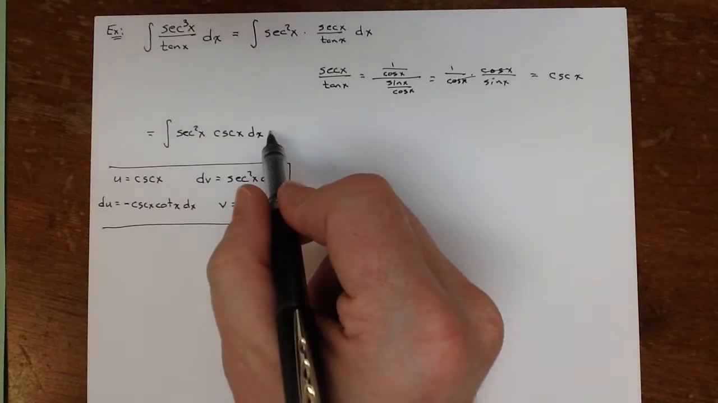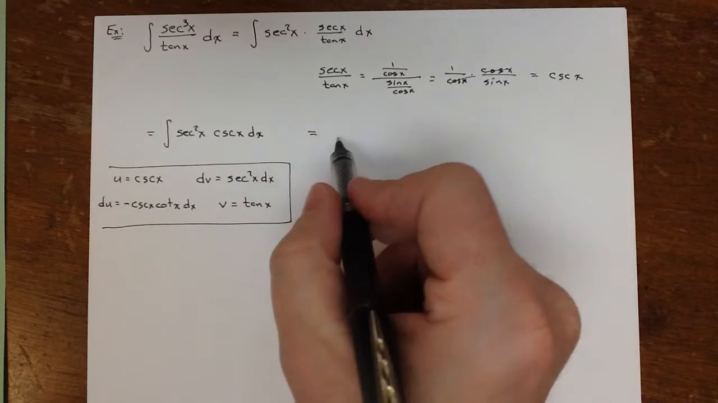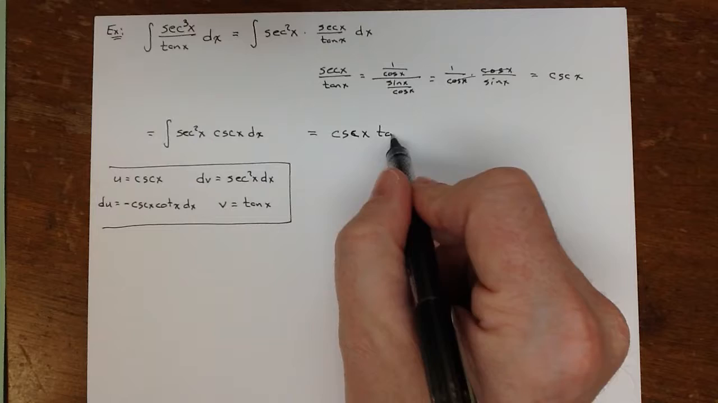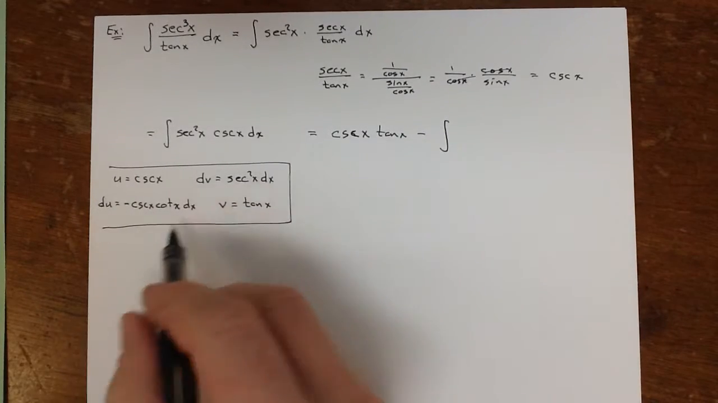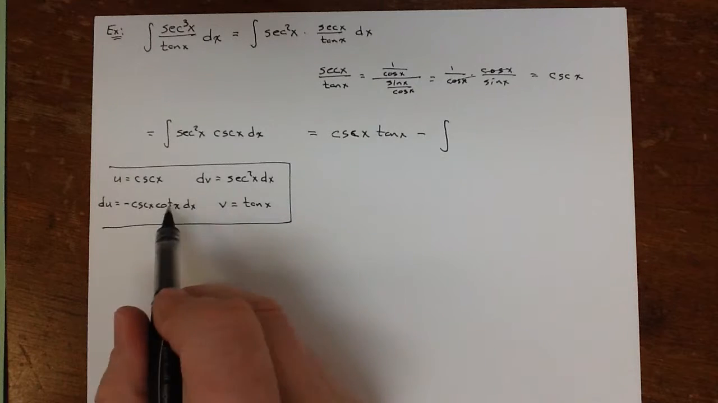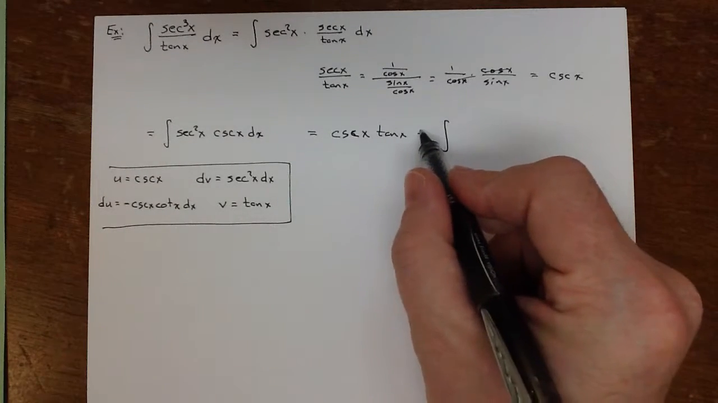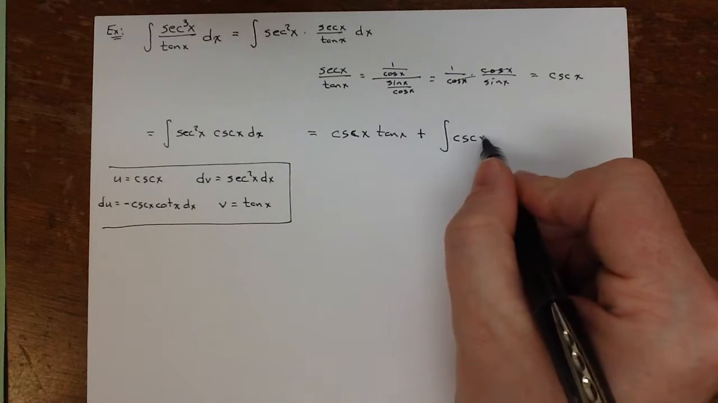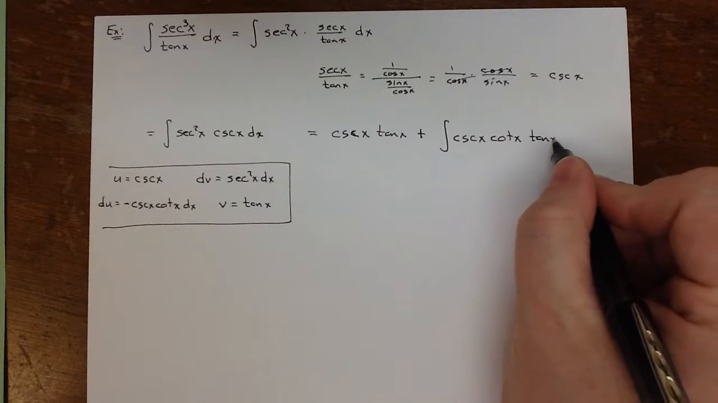So I'm going to use that to rewrite this. The integral becomes uv, so that's going to be cosecant x tan x minus the integral of v du. So the integral of tan, cotan, cosecant, and it's negative. So the negative, I'm just going to change this to a positive. And this is going to be cosecant x, cotan x, tan x.